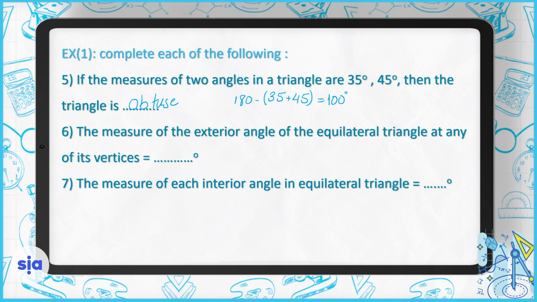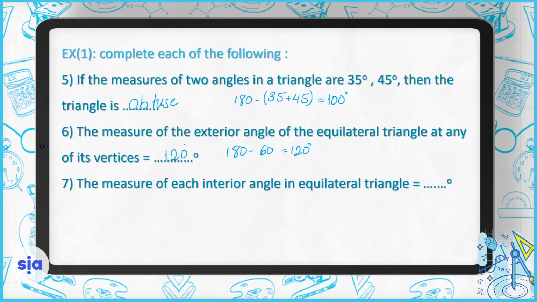Question 6. The measure of the exterior angle of the equilateral triangle at any of its vertices is what degrees? As long as it is an equilateral triangle, so the measure of each interior angle is 60 degrees. So the exterior angle is 180 minus its interior angle. So the exterior angle in this case is 180 minus 60, which is 120 degrees.